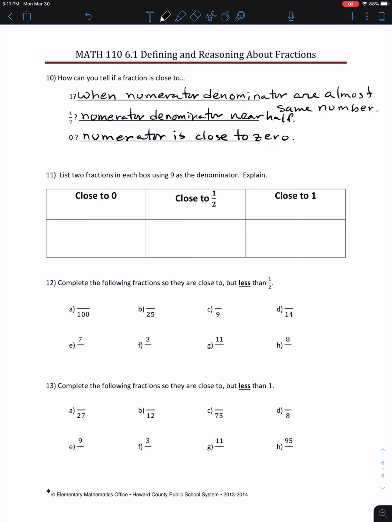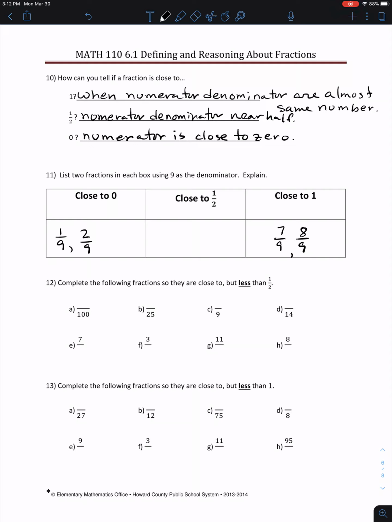All right, so with that in mind, 11 asks us to list 2 fractions in each box using 9 as the denominator. So in this case, if I want something close to 0, and I've got a 9 as a denominator, then I'd want to pick things pretty much as small as possible. So like 1/9, 2/9, things like that, because those are going to be really small and they're going to be closer to 0. If I want to get close to 1, so I'm going to skip the middle for now, then I'd want to be as close to 9 as possible. So in this case, like 7/9, 8/9, both of those are going to be really, really close to 1.